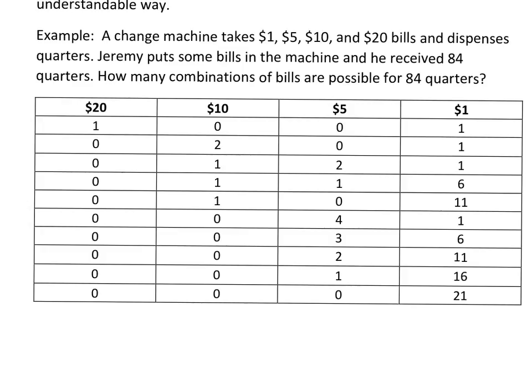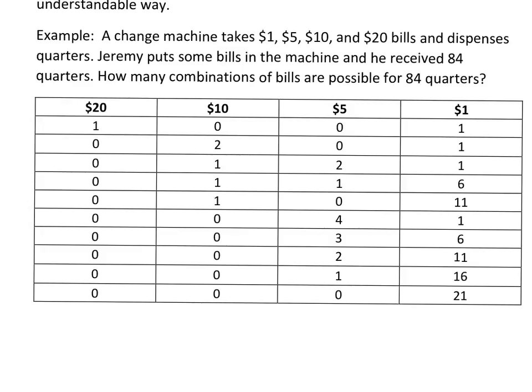For example, a change machine takes $1, $5, $10, and $20 bills and dispenses quarters. Jeremy put some bills in the machine and he received 84 quarters. How many combinations of bills are possible for 84 quarters?